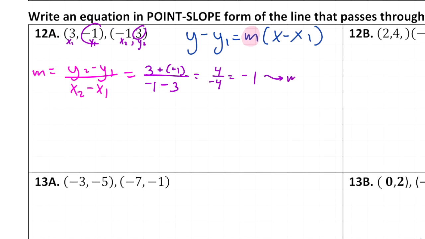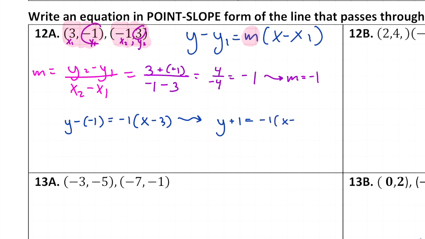Now I know my slope then, it's m equals negative 1, and I can pick either one of these points. I could pick this point or that point, either one will be acceptable. I'll use the first one and say y minus negative 1 is equal to negative 1 times x minus 3. And then simplify that. Maybe you simplify that in the previous step. Y plus 1 is equal to negative 1 times the quantity of x minus 3.